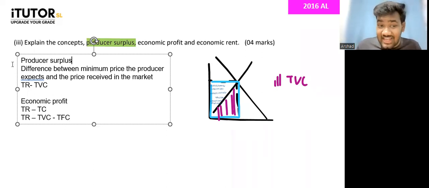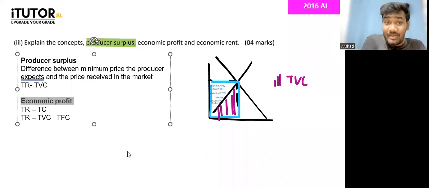Now, in your exam, they can ask you to distinguish between producer surplus and economic profit. Producer surplus is total revenue minus total variable cost, the purple shaded area in my diagram. But economic profit is total revenue minus everything, minus the variable and the fixed cost. So if they ask you what is the difference between producer surplus and economic profit, it's that fixed cost component. So you need to highlight that.